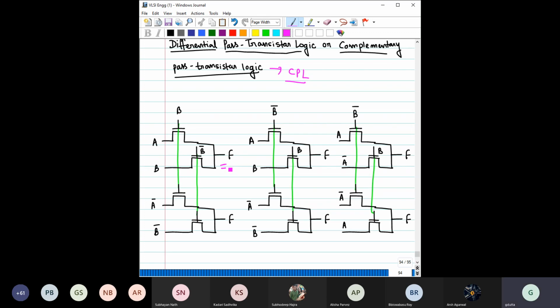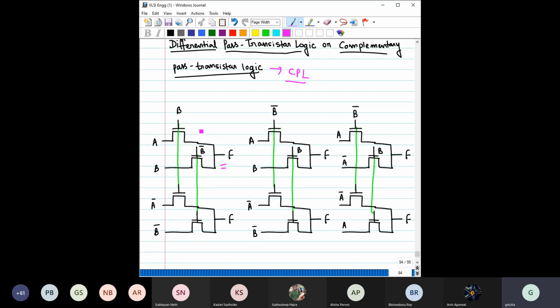Okay, calculate when A is 0, B is 0. When B is 0, that means only this transistor is on, so B already 0, that means 0, right? Now when A is 1, B is 1, obviously this is off, then B is 1, this is on, A is 1, so both are 1, 1, so output would be 1. So at 1, 1, output is 1.